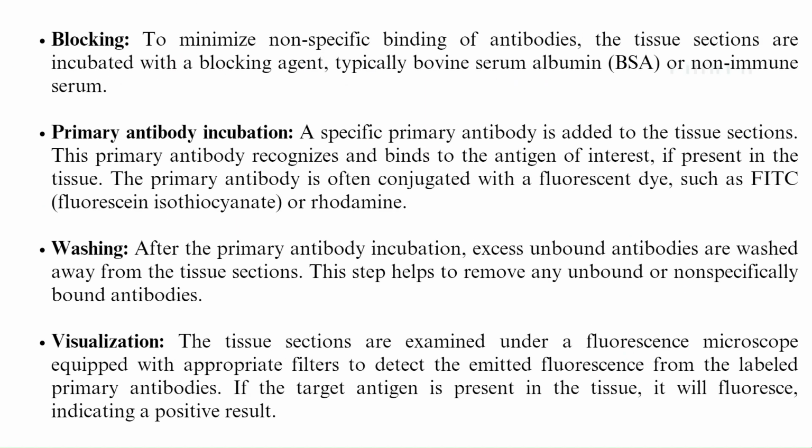Blocking. To minimize non-specific binding of antibodies, the tissue sections are incubated with a blocking agent, typically bovine serum albumin or non-immune serum. Primary antibody incubation. A specific primary antibody is added to the tissue sections. This primary antibody recognizes and binds to the antigen of interest, if present in the tissue. The primary antibody is often conjugated with a fluorescent dye, such as FITC, fluorescein isothiocyanate, or rhodamine. Washing. After the primary antibody incubation, excess unbound antibodies are washed away from the tissue sections. This step helps to remove any unbound or non-specifically bound antibodies.